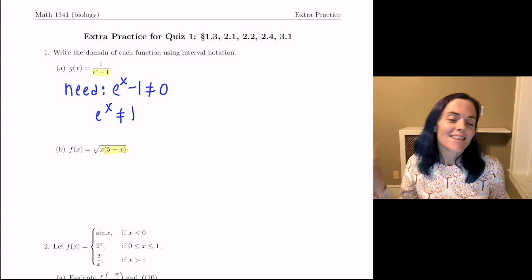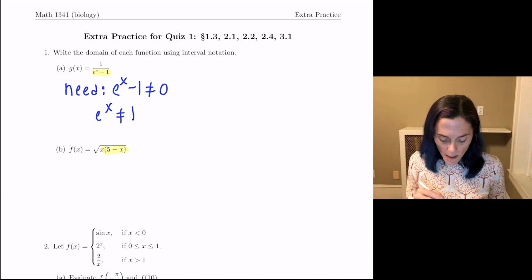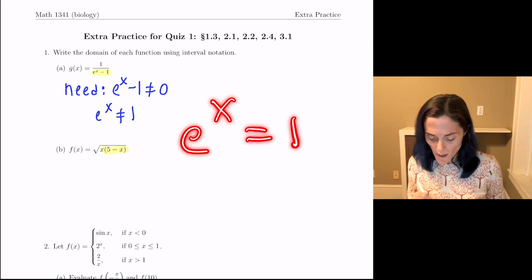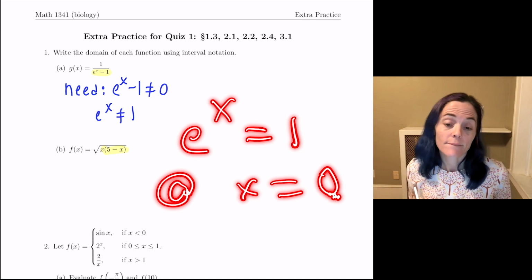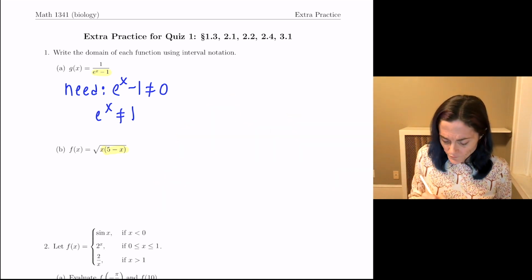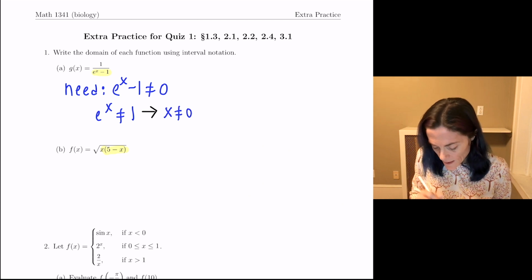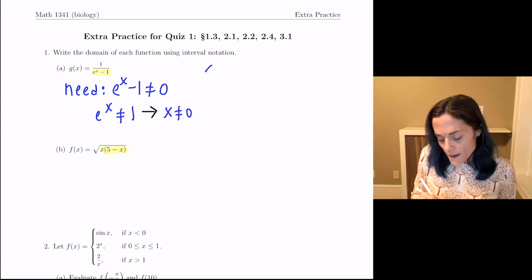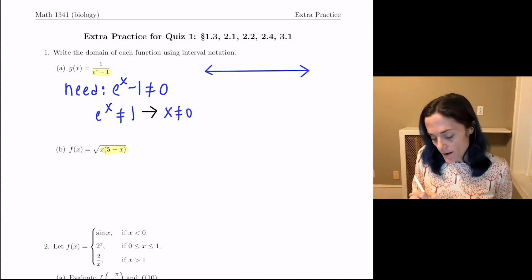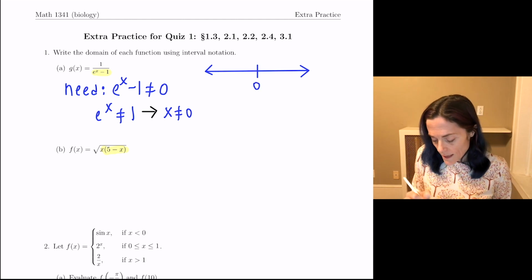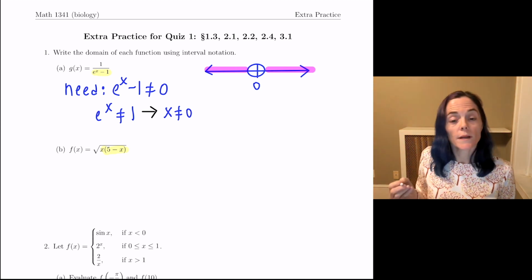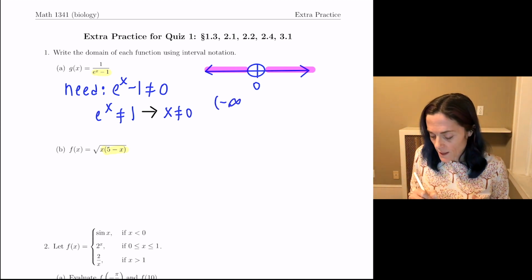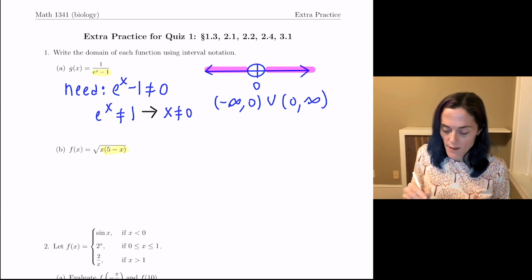Well, you could take the natural log of both sides, but the only time e to the x equals 1 is at x equals 0. We can think about the graph of e to the x, for example. So here, this would say x cannot be 0. If you want to draw a number line here, perfectly fine. Here's 0, and we do not include it, but everything else is okay. So in interval notation, we have minus infinity to 0, union 0 to infinity. This is my answer here.